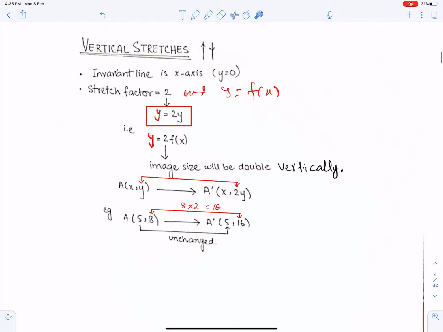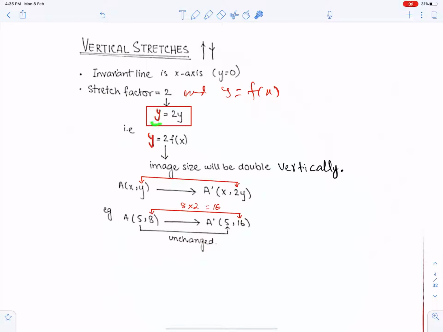Vertical stretches. In vertical stretches, the invariant line is always the x-axis, that is y is equal to 0. And if the stretch factor is 2 and if this is the equation of the object, then this will become the equation of the image. You just need to multiply this 2 with f of x. You can either use this equation or this equation. They both mean the same thing. y is equal to f of x.